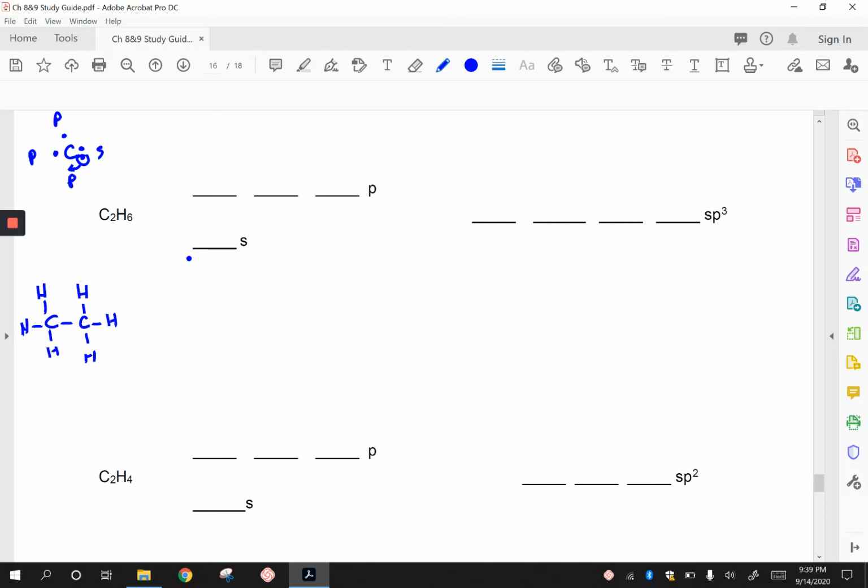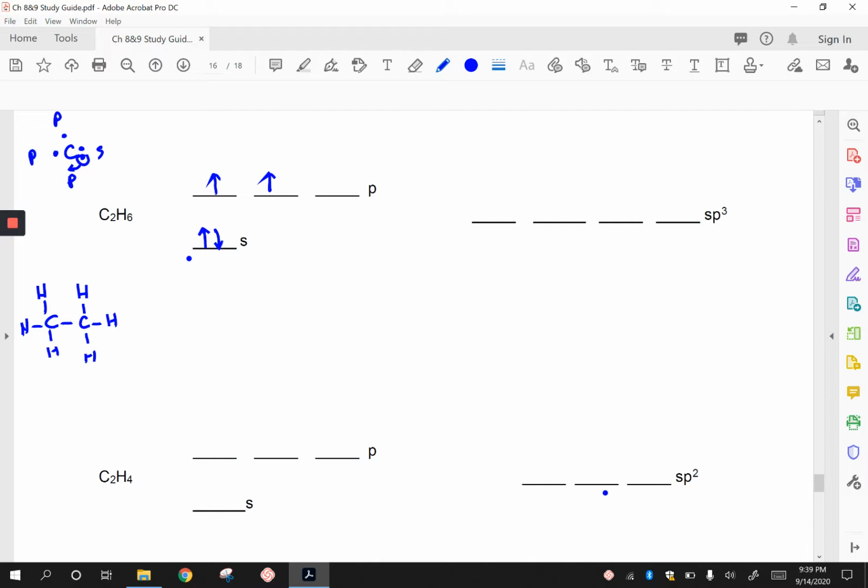But in reality, what we found out is that all of them kind of look like they've mixed. So let's draw this first. This is just the carbon that is not bonded. We have 2 electrons in the s orbital, and 2 electrons in 2 different p orbitals. And this p orbital is empty.